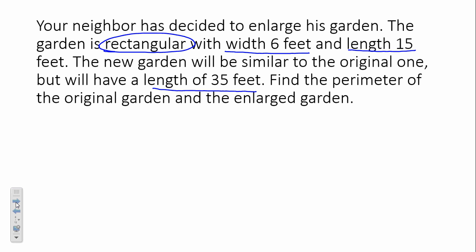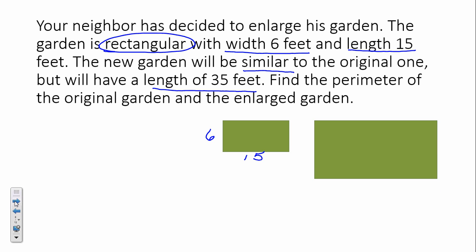So we have a garden. The garden's a rectangle. He wants to enlarge it. He wants it to be similar to the original. Scale factor has to be the same. So he starts with a rectangle that was 6 wide and 15 long. He has a new rectangle that is, we don't know how wide, and 35 feet long.